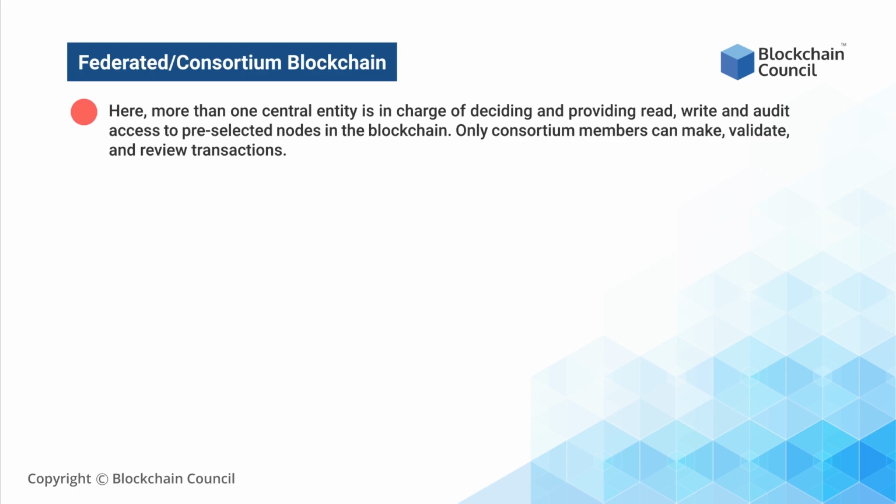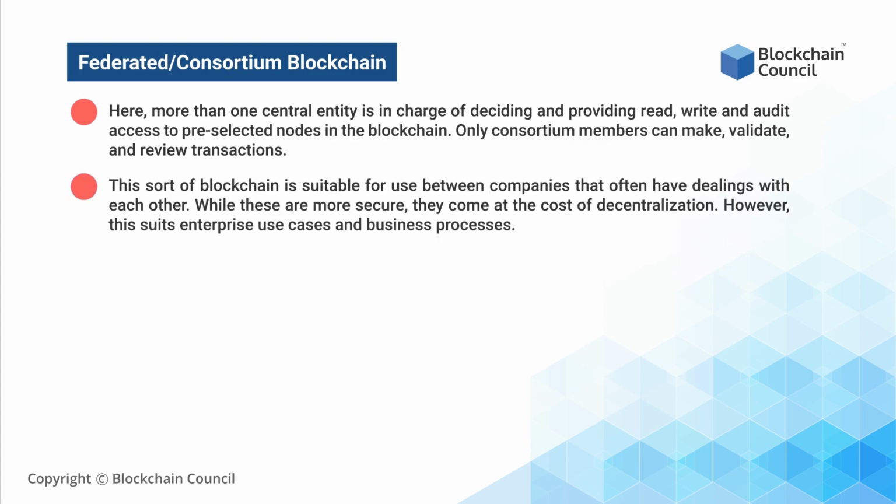Only members of the consortium can make, validate, and review transactions. Here, consensus among participants is achieved through voting or a multi-party consensus mechanism. Rules are decided after an agreement by the participants. For example, in a consortium of 20 financial institutions, a transaction is only added to the blockchain if more than 15 institutions have validated it.